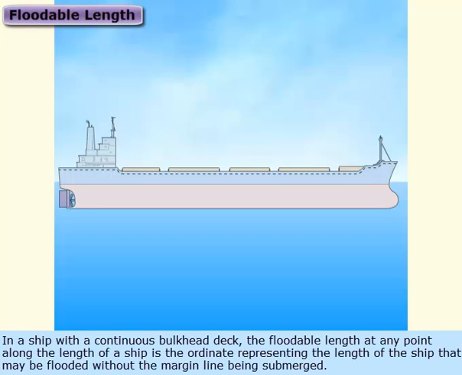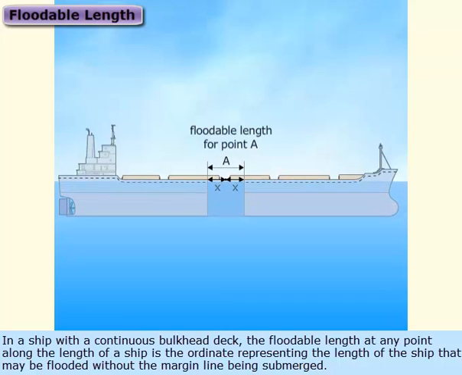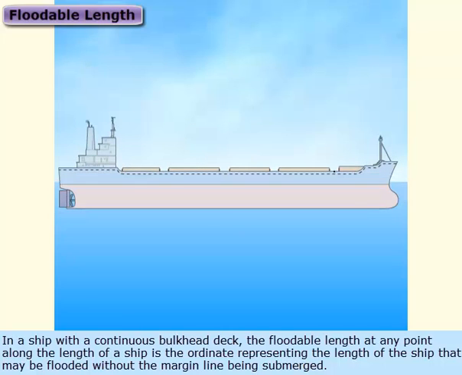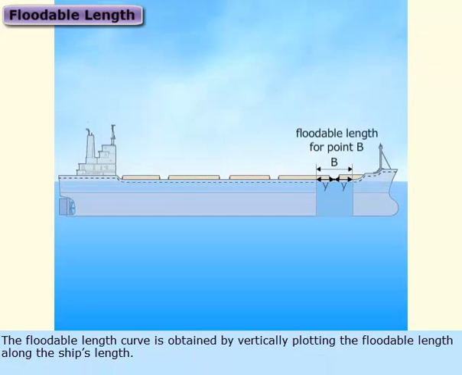Floodable length. In a ship with a continuous bulkhead deck, the floodable length at any point along the length of a ship is the ordinate representing the length of the ship that may be flooded without the margin line being submerged. The floodable length curve is obtained by vertically plotting the floodable length along the ship's length.